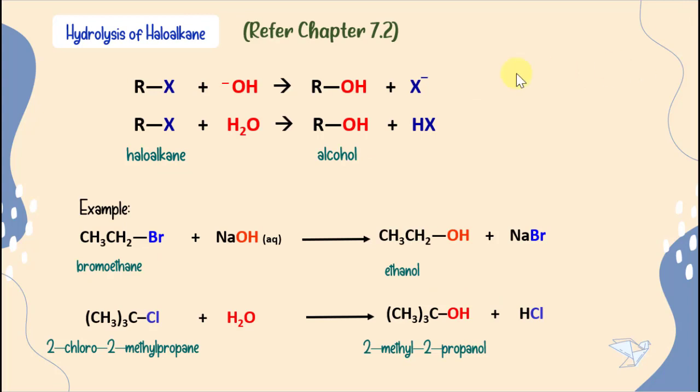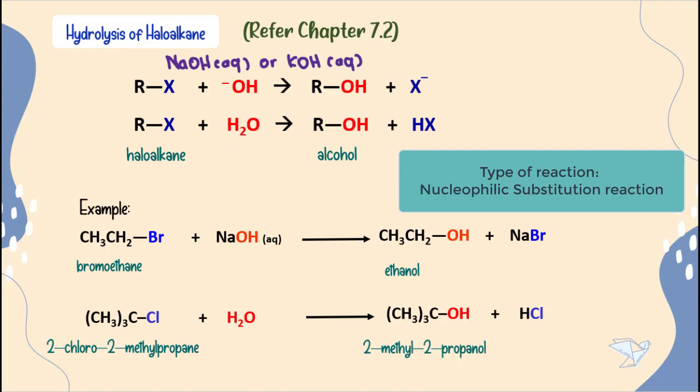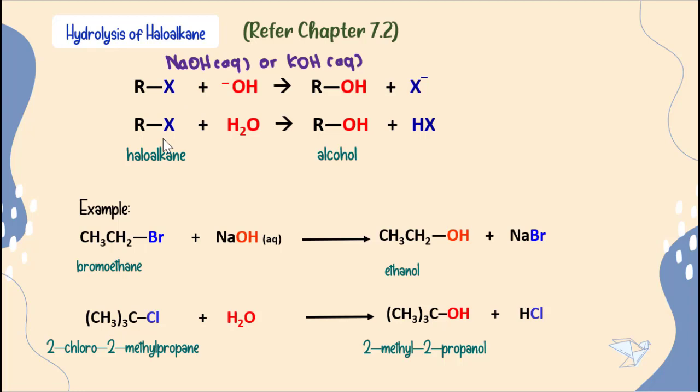Alcohol can also be prepared from the hydrolysis of haloalkane. We learned this in chapter 7.2, where a haloalkane will undergo hydrolysis by using a hydroxide ion. The hydroxide ion is a strong nucleophile that comes from an aqueous solution of sodium hydroxide or potassium hydroxide, or from a weak nucleophile, which is water. The type of reaction is a nucleophilic substitution reaction where the halogen group will be substituted with the hydroxyl group.